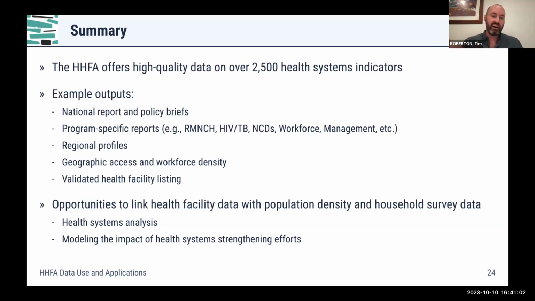So having high quality health facility data and then combining that with the household population data, I think unlocks many potential analyses that we can do to estimate improvements to health system functioning. So I'm really excited about this, and I hope that was interesting to you. Happy to answer questions at the end of this seminar.